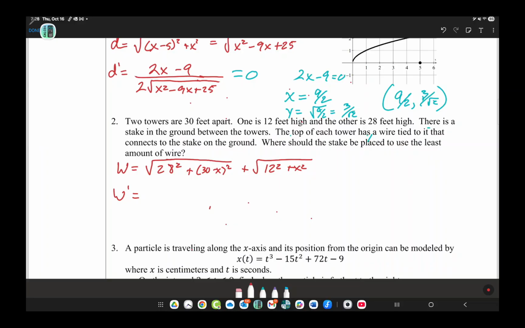So again, we can do these separately. We do know that this is going to be 2 square root of 28 squared plus 30 minus x squared over, again, the derivative of 28 is 0. So that is 2 times 30 minus x times a negative 1 if you do the chain within the chain.